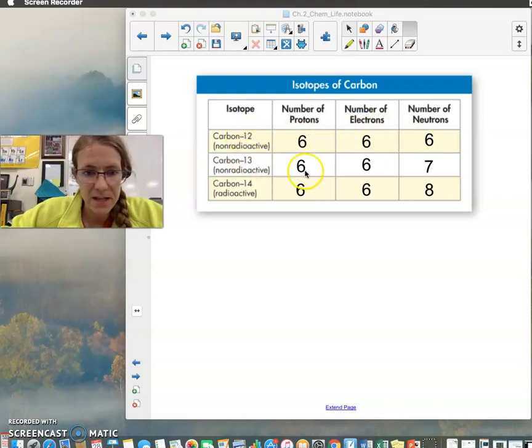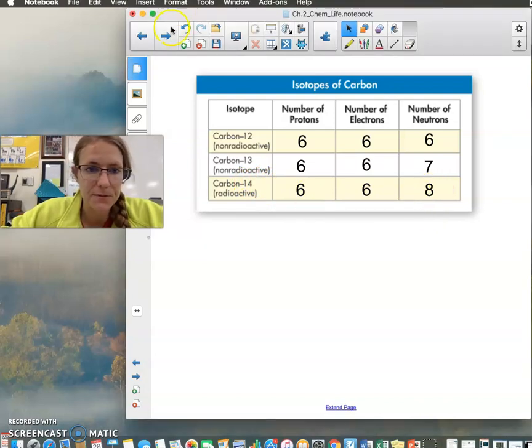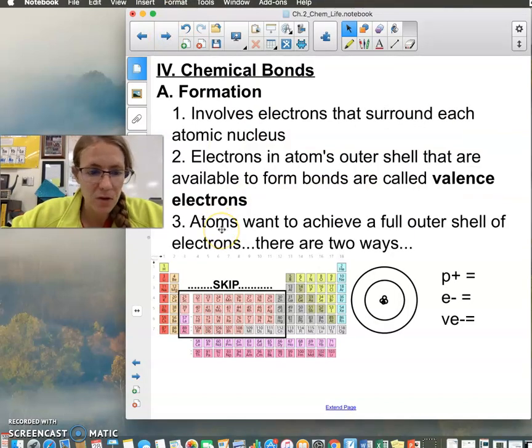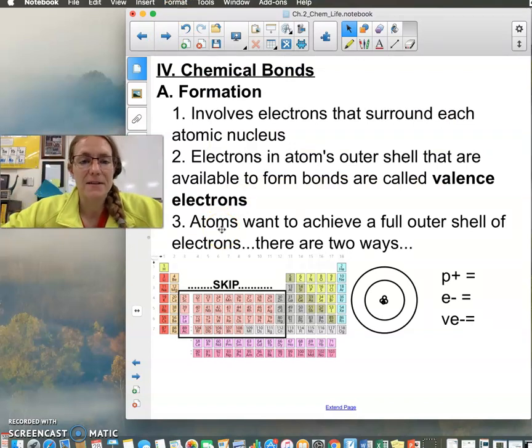Mass number is 13. I have 6 protons. I know I have 6 because it's carbon. So I can take 13 minus 6 and get 7 neutrons. Carbon 14. Well, it's carbon. The number of protons is 6. I can take 14 minus 6 and get 8 neutrons. So hopefully that clarified. I hope it did. Sorry if my brain's a little scattered. Okay, moving on to chemical bonds.